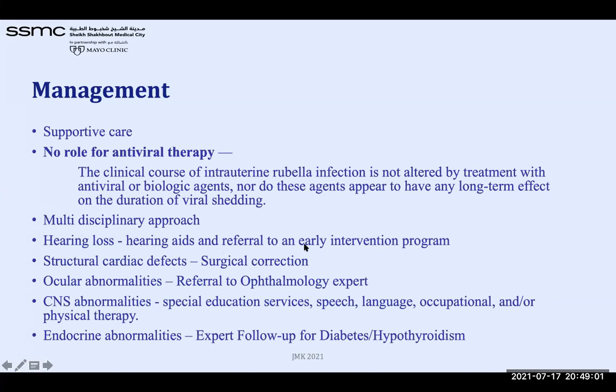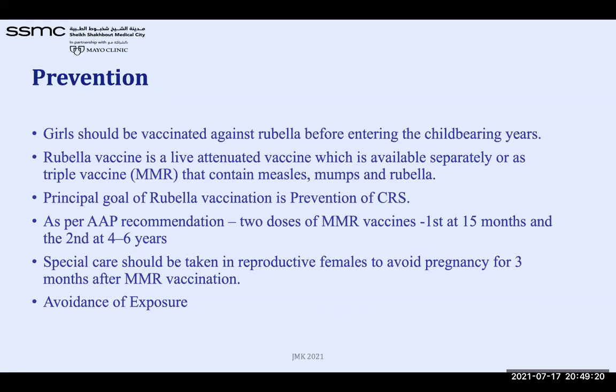So hearing aids and refer to an early intervention program. Structural cardiac defects, if needed, then surgical correction, ocular abnormalities, CNS abnormalities. So these are all supportive, and this is a multidisciplinary team approach. We don't have any specific therapy for CRS.